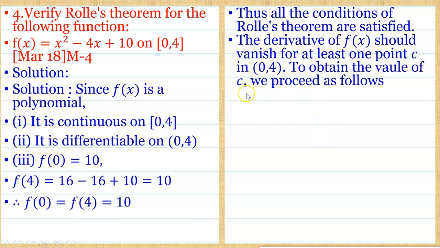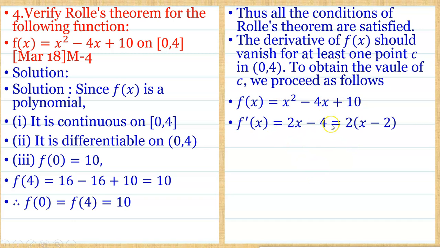To obtain the value of c, we proceed as follows. f of x is equal to x square minus 4x plus 10. f dash is 2x minus 4. We took 2 common from this. f dash of x is equal to 0. It implies that x minus 2 is equal to 0 and therefore x is equal to 2.